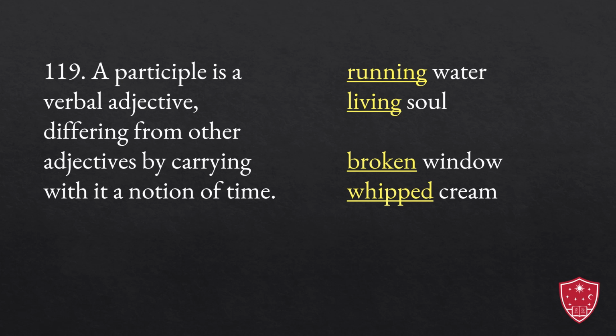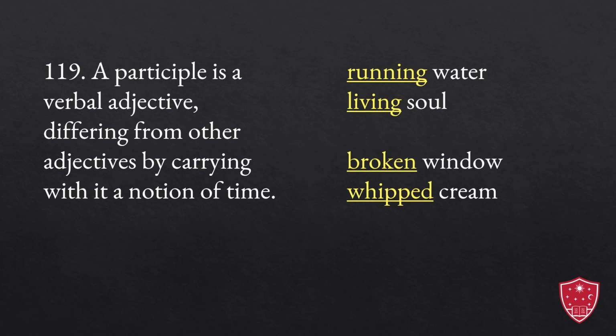On your slide in yellow, you can see 4 examples of participles that are underlined. The first is running in running water. The second is living in living soul. The third is broken in broken window, and lastly, whipped in whipped cream. So here we have 4 examples of participles, and what I'd like you to see is that they're like adjectives. For example, in the phrase running water, we can replace running with a simple adjective like hot or cold. Hot water, cold water, running water. We can see that a participle is used just like an adjective noun.